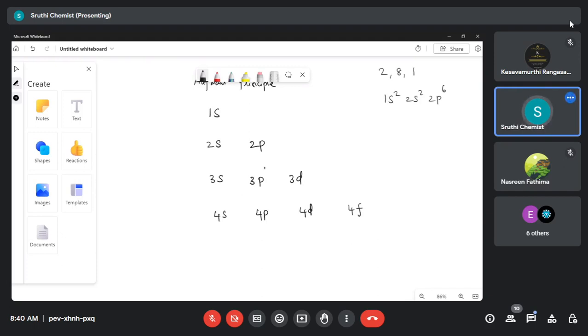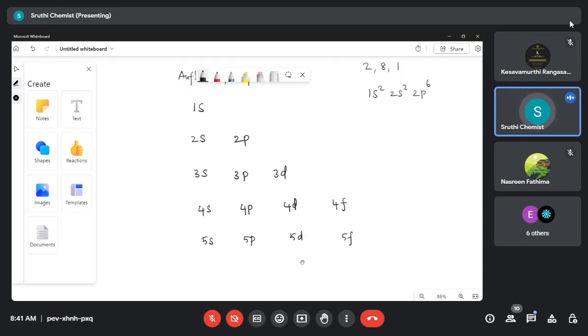The first shell has only the s subshell. The second shell has two subshells, s and p. The third shell has s, p, d subshells. The fourth shell has s, p, d, f subshells. And the fifth one has 5s, 5p, 5d, 5f. I think till this is enough. We don't need to go till 7f. We will first complete this. Just follow the lines, okay? Then it is very simple.